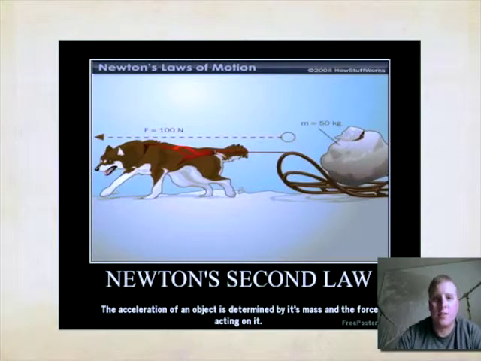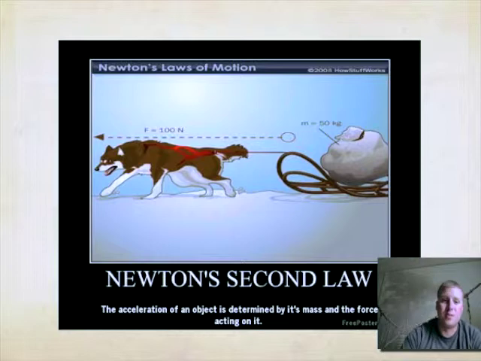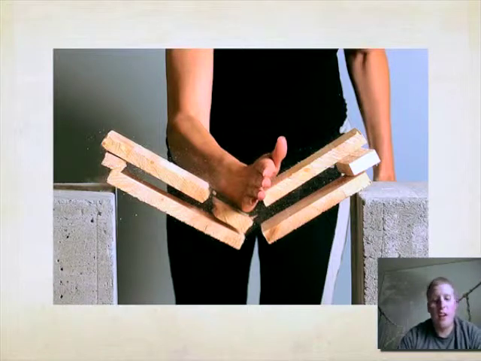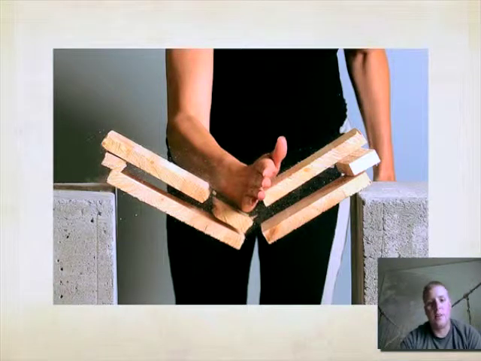Newton's second law is more of an equation than anything else. It states that force equals mass times acceleration. Now on to Newton's third law, which states that for every action there is an equal and opposite reaction.